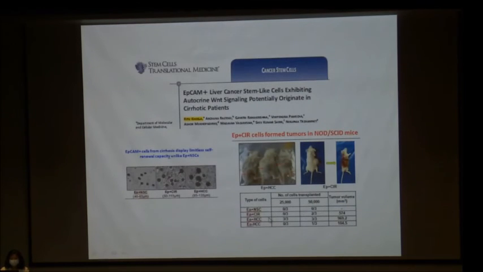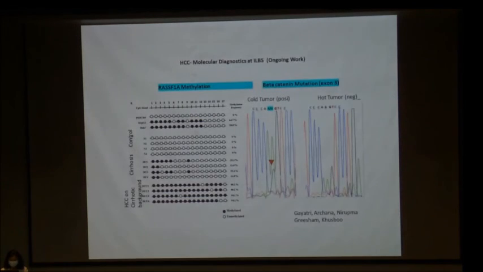This is some of our institutional work which Dr. Gayatri has shared, and it shows that EpCAM positive liver cancer stem-like cells exhibiting autocrine Wnt signaling potentially originate in cirrhotic patients. So we can have our own Indian data and markers which can define our HCC data further. And this is another institutional work, where the molecular medicine team studied the beta-catenin mutation in exon 3, which was seen positive in cold tumors and hot tumors. So further defining HCC cases can have implications on the therapeutic strategies that we use.